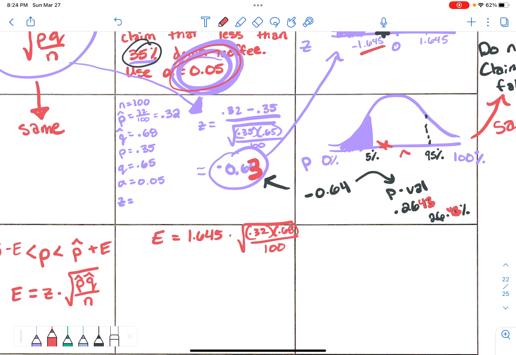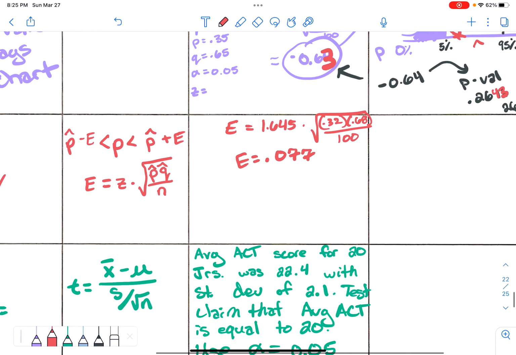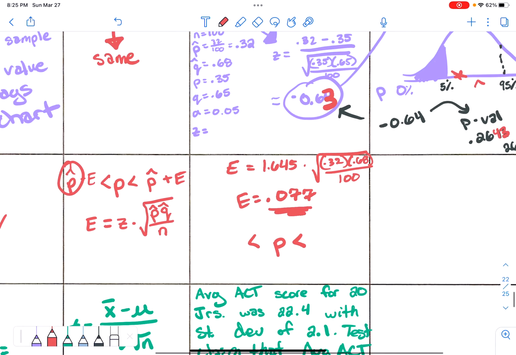Okay, let me do some actual calculations here. We've got 0.32 times 0.68 divided by 100, and the square root of that, and that times 1.645. So I got, for an error, 0.077, which is 7.7%. However you want to write this out, we can write it as percentages if we want to. P will need to live in between. I add and subtract this from p hat, which was 32%.